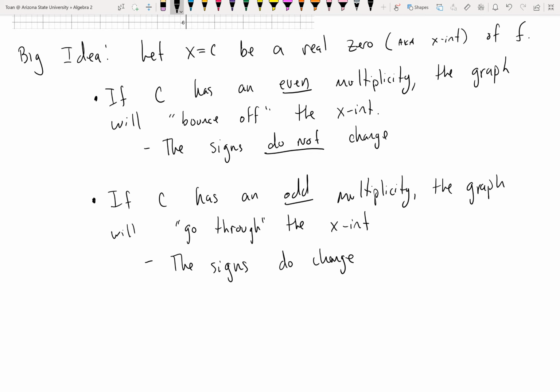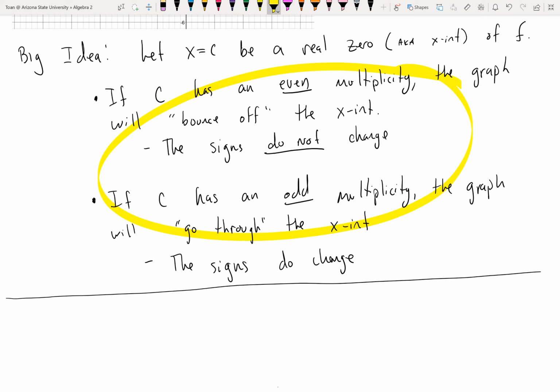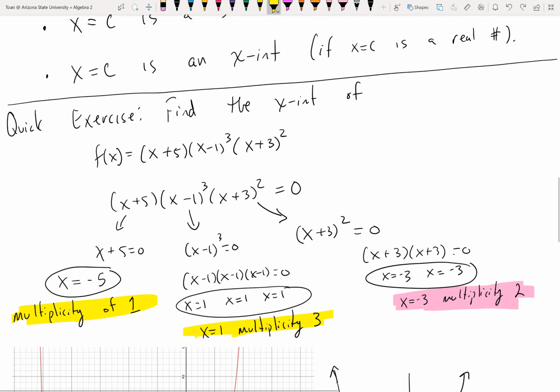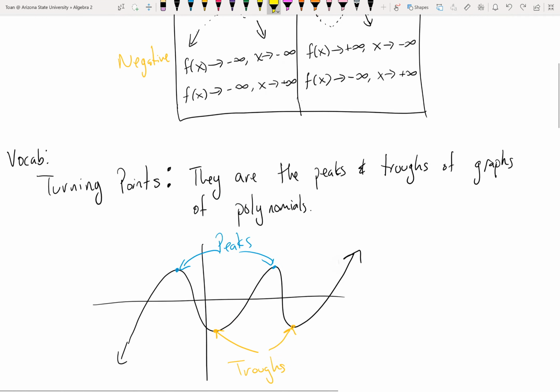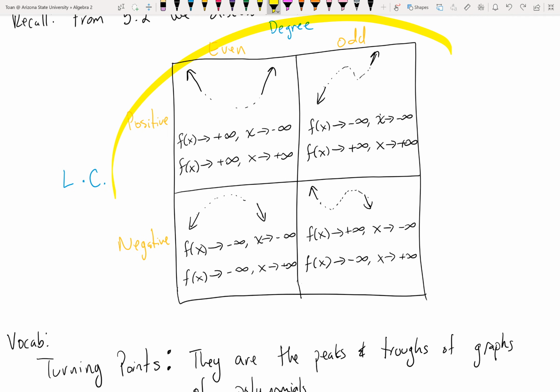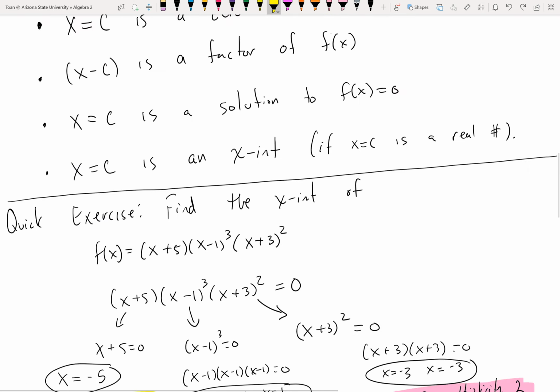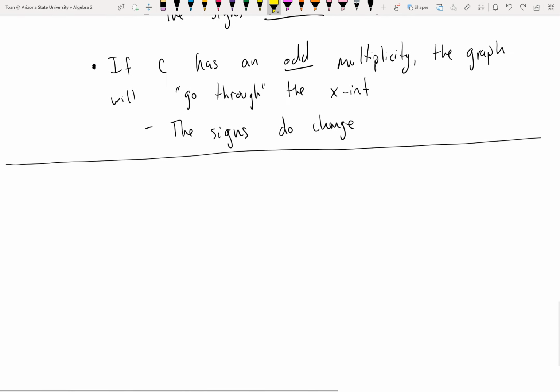This will allow us to draw a pretty accurate sketch of a polynomial function really quickly. So there are two things that we need to have down cold in order to do this. We need to know this big idea here, and we need to know polynomial end behavior, the thing that we did in 5.2. So assuming we have those two down cold, this is how I would sketch a polynomial function.